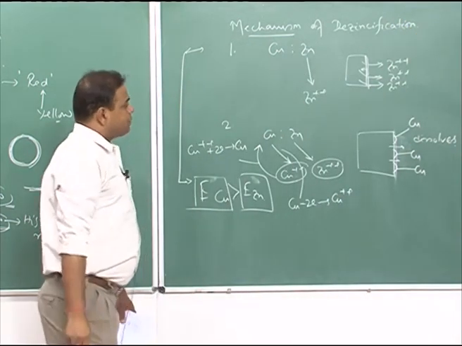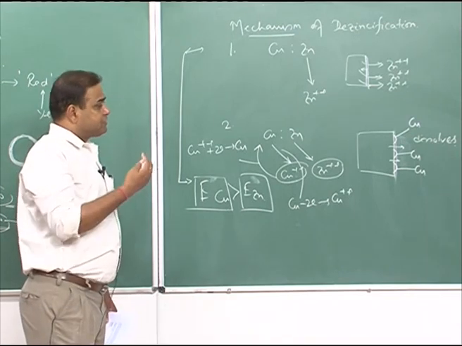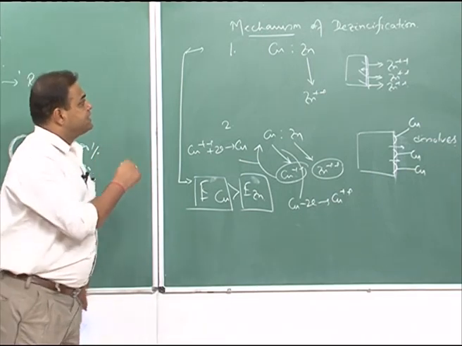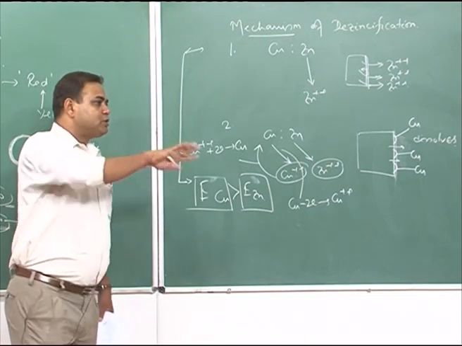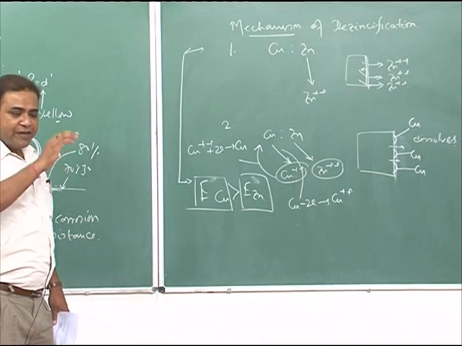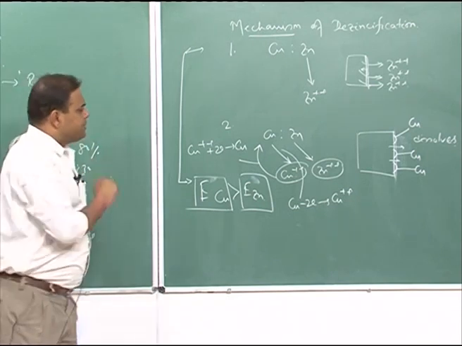Now, the same will operate in case of denickelification. That means, in case of a copper nickel alloy, if nickel goes out, that is called denickelification. It also would be the same mechanism: both go out in the form of ions in the solution, and then copper redeposits back. So these are the mechanisms.